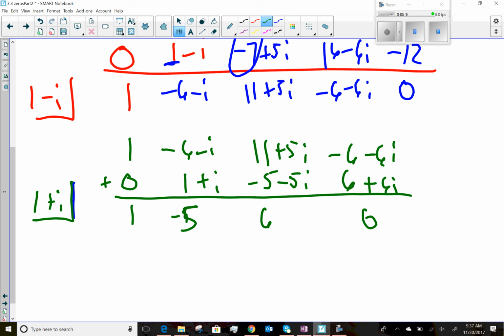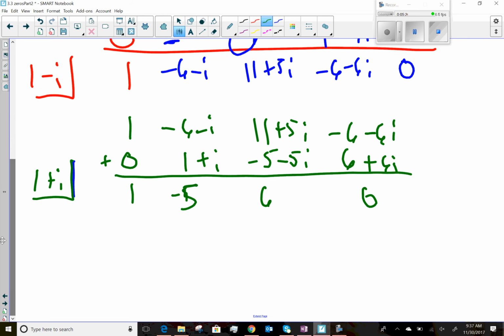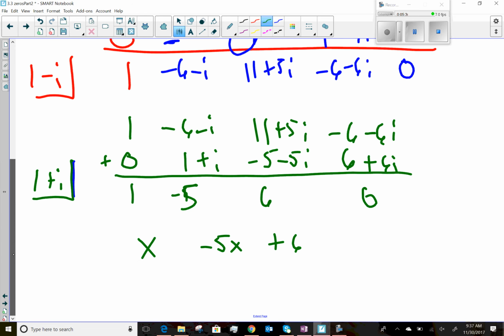Now what is the variable, and what's its degree going to be? The variable from the beginning was x, so we use that same variable. So we have 1x minus 5x plus 6. Now what are the exponents on all these? Well, we started with a fourth. So this first coefficient right here at this line would be to the third, and this line would be to the second.